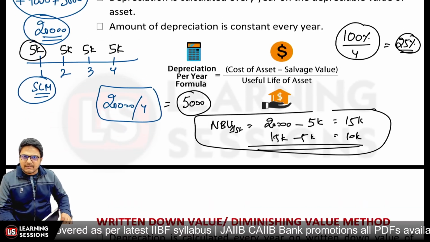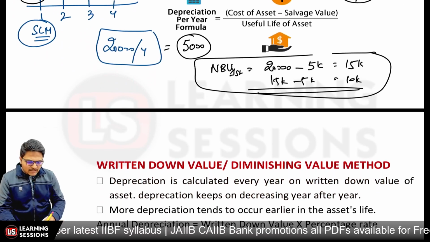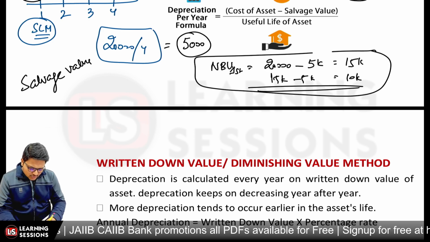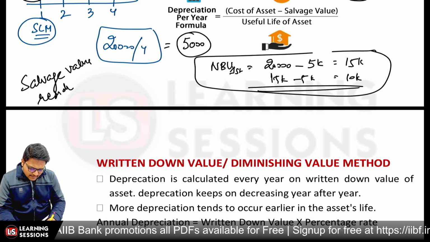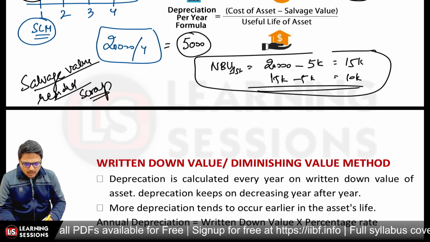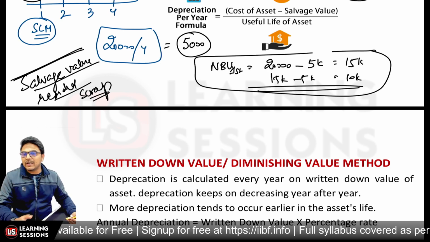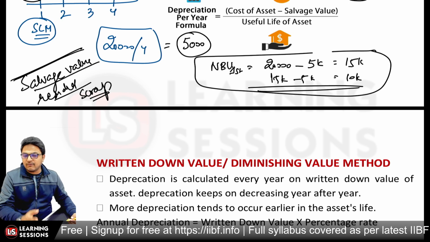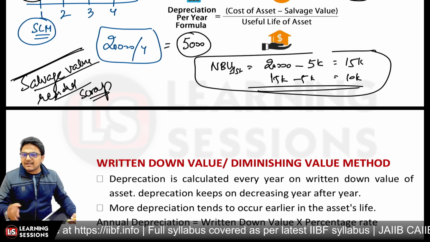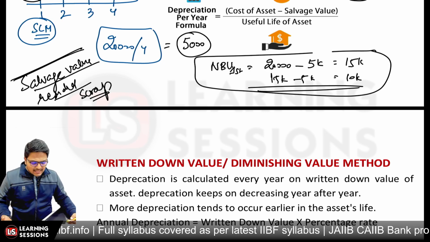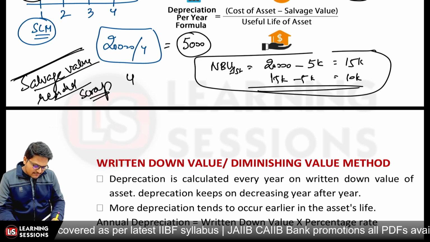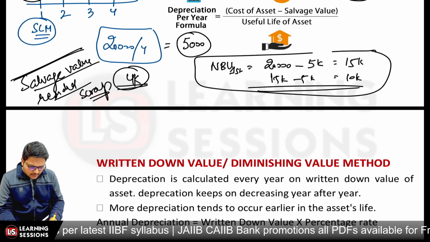And there is one other concept associated with it, that is the salvage value. We also call it the residual value, or the scrap value. Whatever the name, it all means the same: the value the asset will have at the very end, when it can be sold as scrap, right? Let's take the case that it has a salvage value of 4,000.